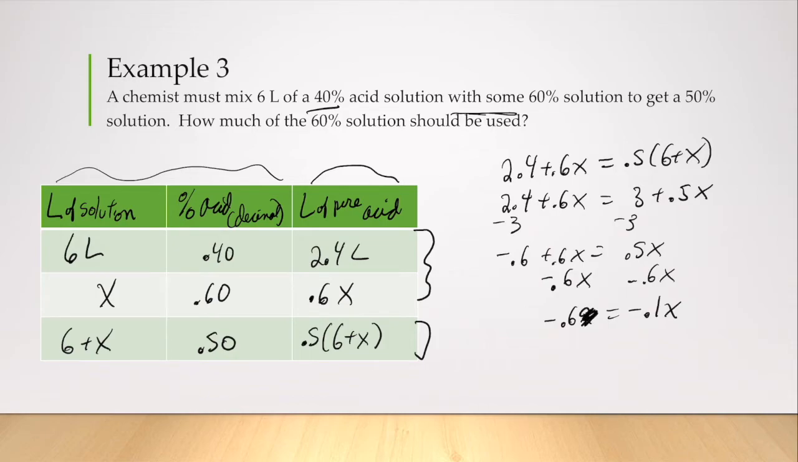I'm going to go ahead and divide both sides by negative 0.1, and this is great, right, because I couldn't have a negative amount of acid. So I get 6 equals x. So I would need to use 6 liters of the 60% solution with 6 liters of the 40% solution in order to get to the 50% solution.